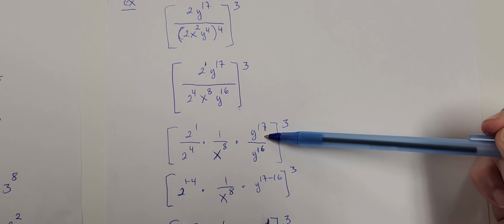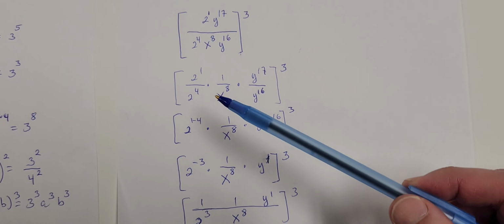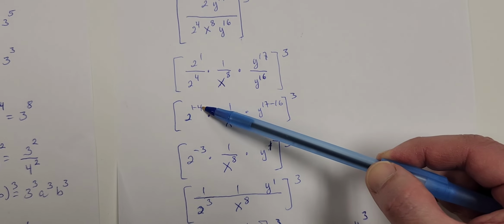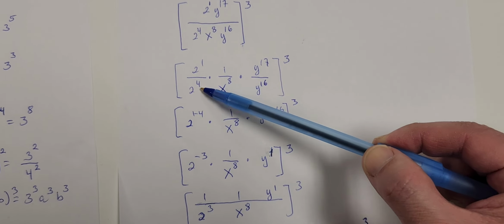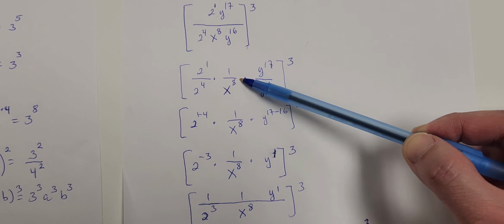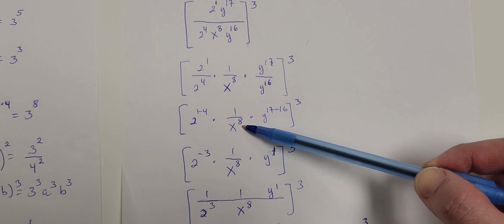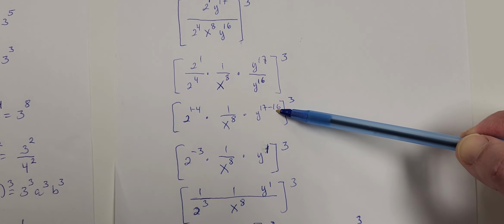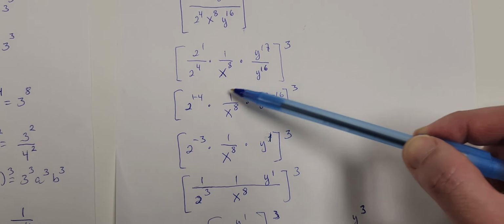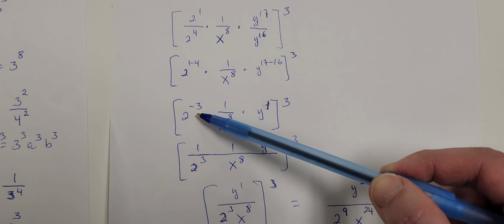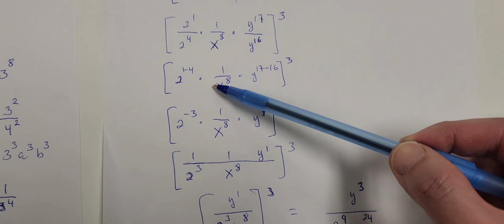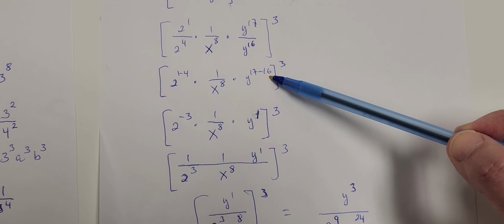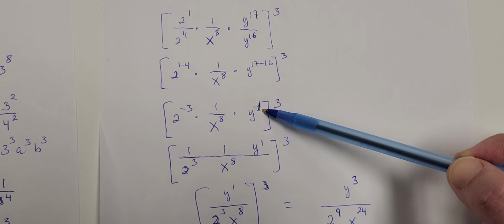I separate them. Okay. Next, I have division, which is the quotient rule. Quotient rule means subtract. So 1 subtract 4. That's what I have here. X, there's nothing to do with it, so leave it alone. 17 subtract 16. That's what I have down here. Next, simplify this. 1 subtract 4 gives me -3. This x to the 8th power, there's nothing, so leave it alone. 17 subtract 16 gives me +1.